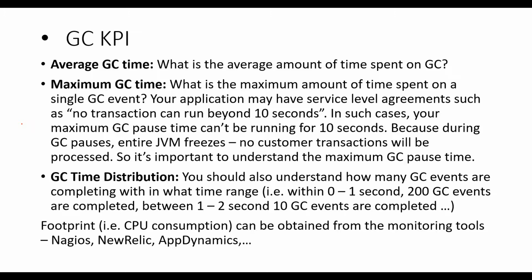Apart from that, there are some other parameters as well, like percentage time spent in GC. So instead of average and maximum, there is percentage time spent in GC. It is calculated on the running percentage of your JVM: out of the total time your JVM is running, how many percent of the time the GC was running.